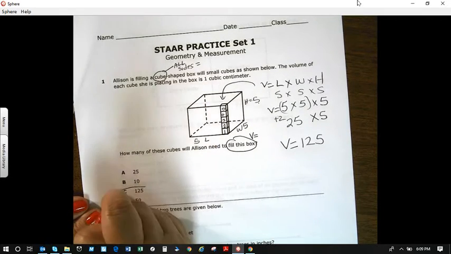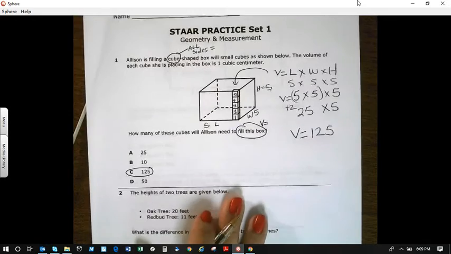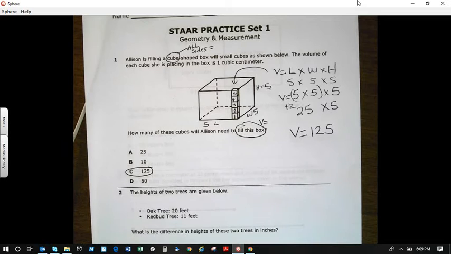Remember the exercise and the activities we did on volume when you were filling those boxes? That's what you were doing. You were filling in how many cubic centimeters were able to fit inside those boxes, and then you had to come up and explain it to me. All right, so the answer again is C. Let's move on to the next one.